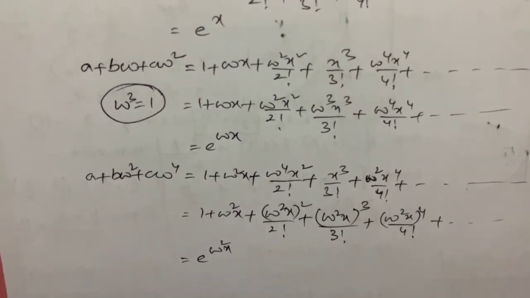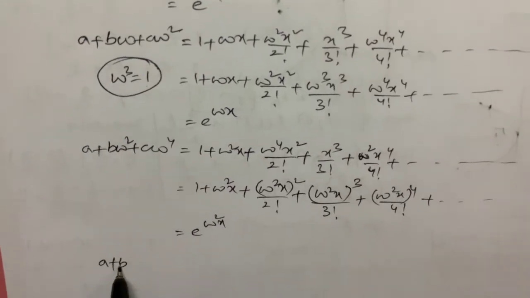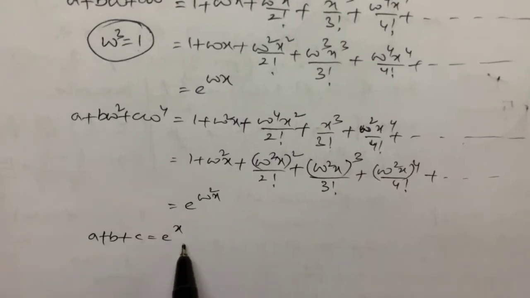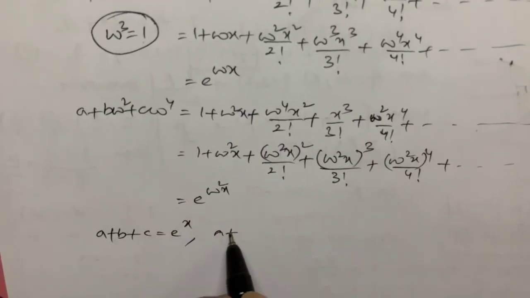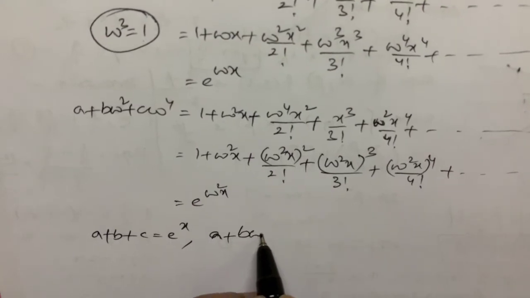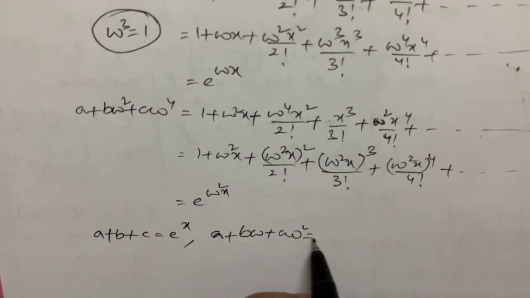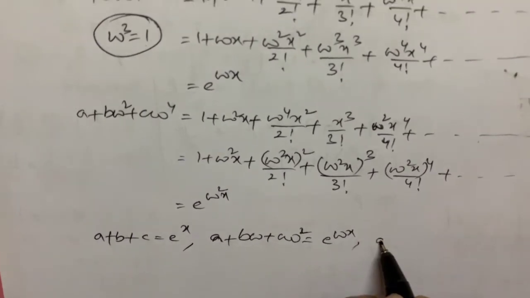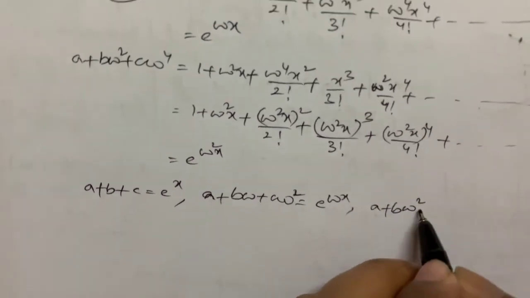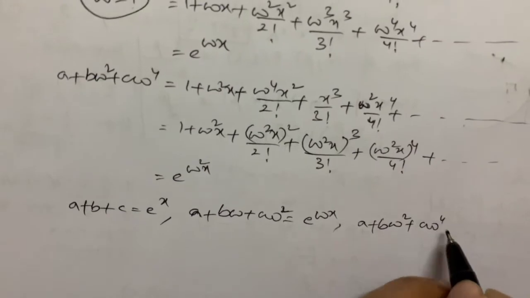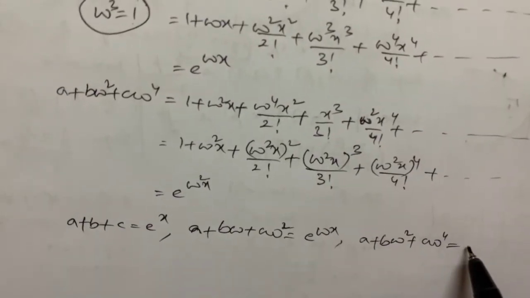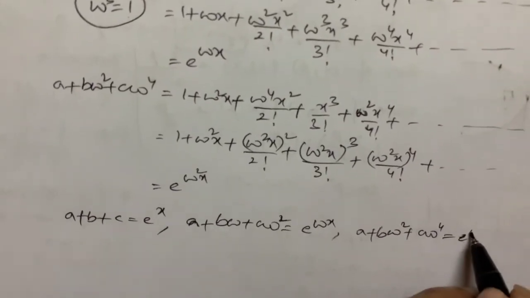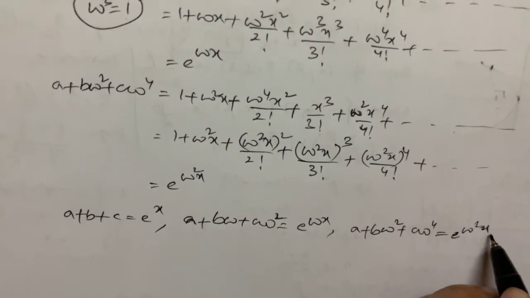So we have three equations. a plus b plus c is equal to e power x, a plus b omega plus c omega square is equal to e power omega x, and a plus b omega square plus c omega power 4 is equal to e power omega square x.